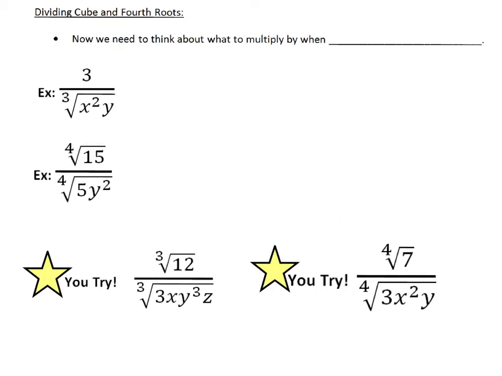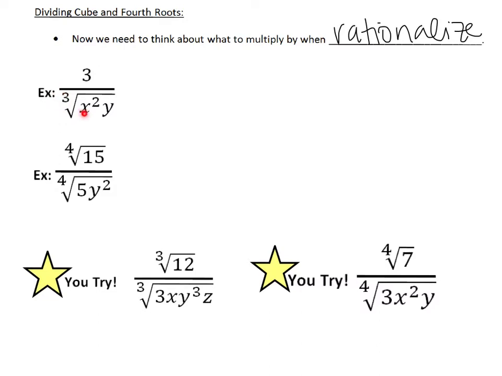All right, now we're going to divide cube roots and fourth roots. So we need to think about what to multiply by when we rationalize. All right, so let's look at our first example. Again, we're not allowed to have radicals in our denominator, so we have to rationalize it. We're looking and we see that our index in this case is a 3.